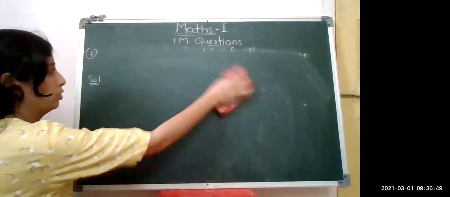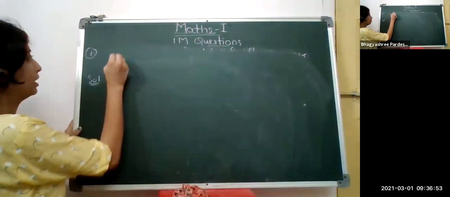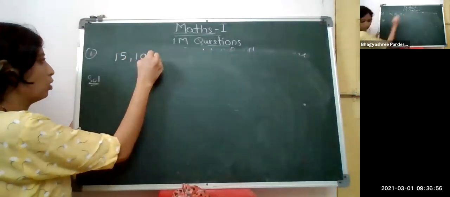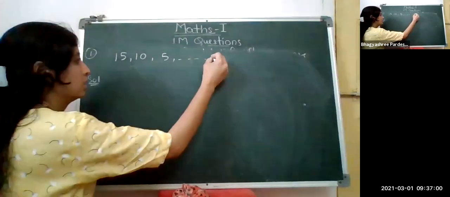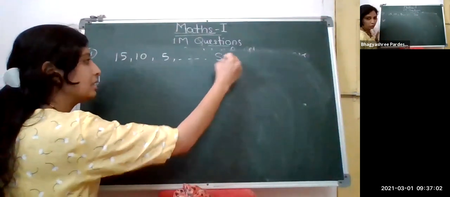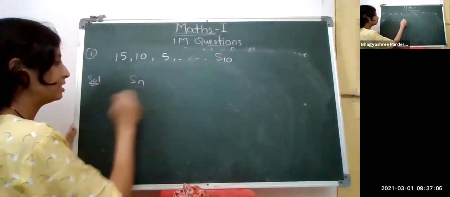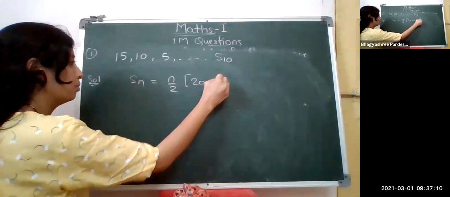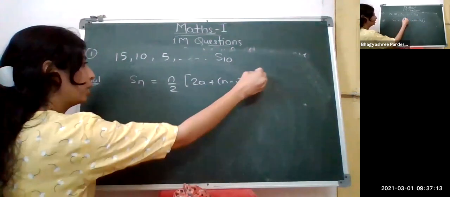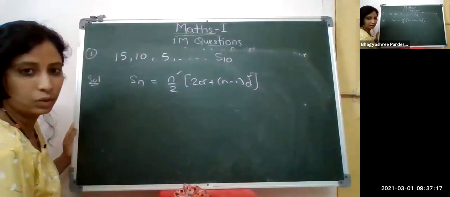Okay. Let's see quickly one question. A few terms are given here, 15, 10, 5, and we have to find the sum of first 10 terms. Sum of first 10 terms, that is S10, we have to find out here. So again, we have the formula for Sn, that is equals to n by 2 into bracket twice A plus n minus 1 D. So what we require here? We require n, A and D.